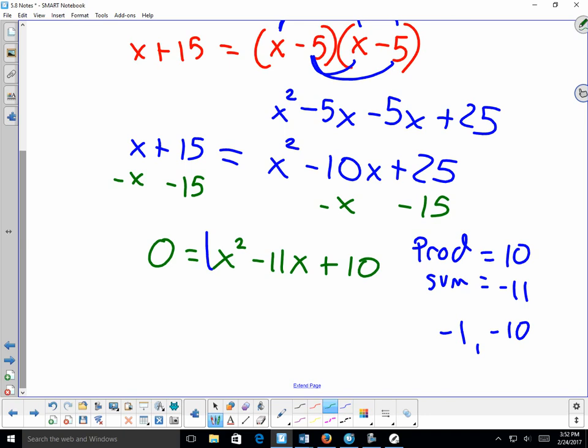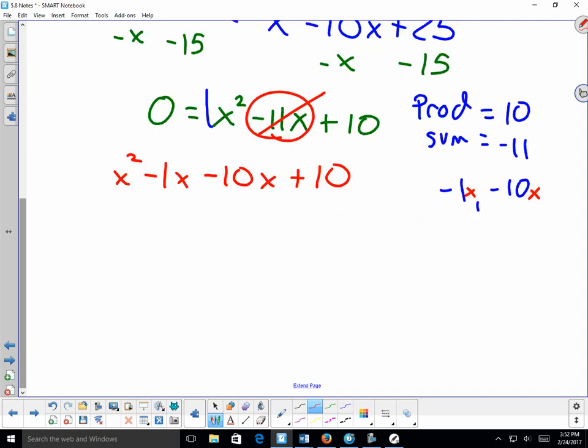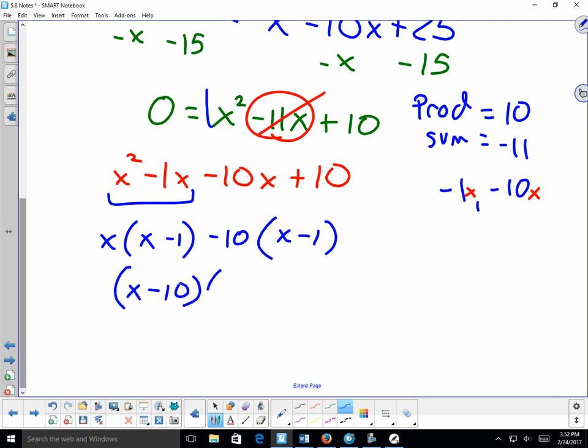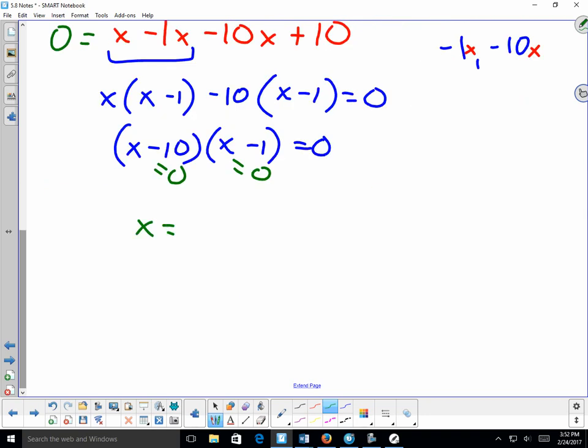So let's take out this middle term and replace it with a negative 1x and a negative 10x. So I've got x squared minus 1x minus 10x plus 10, and I'm going to factor by grouping. So I get x times x minus 1, and then I'm going to factor out a minus 10, and I'm also going to get x minus 1. And in this case, I end up with x minus 10 times x minus 1. Remember, this is still equal to 0, so I am going to set each of these equal to 0, and I get x equals 10 or x equals 1.